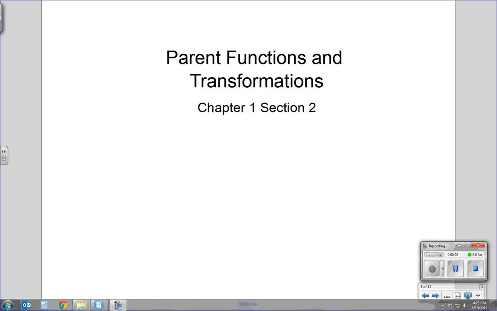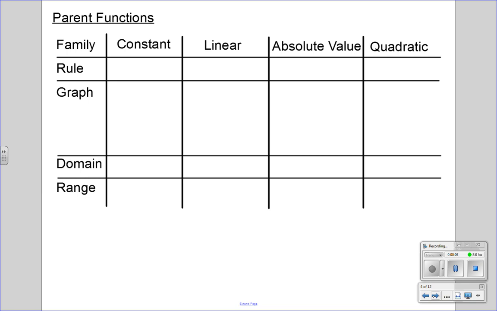Going to be talking about parent functions and transformations. So the first thing that I'm going to do is fill in this chart of parent functions. So let's start filling this in. The rule for a constant parent function is f of x equals 1. And the graph is going to be a horizontal line on 1.